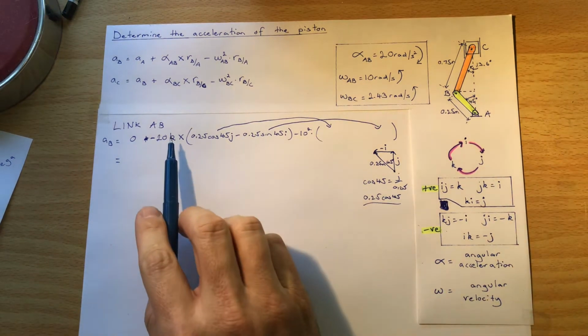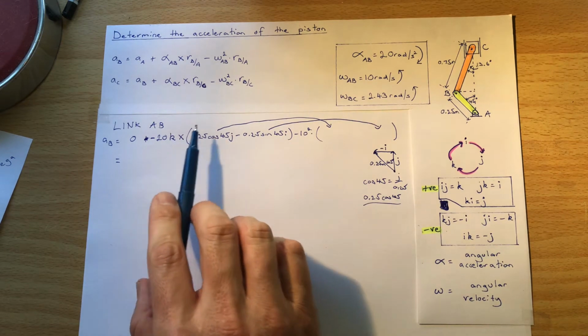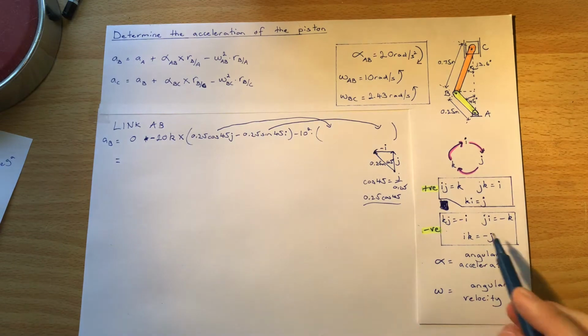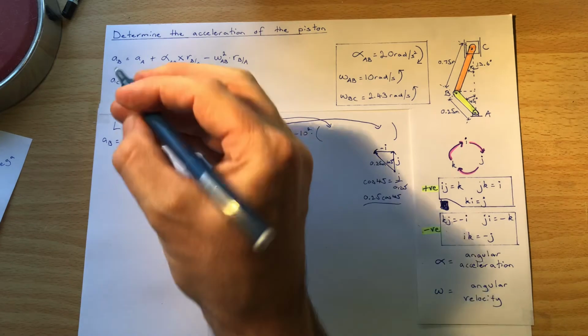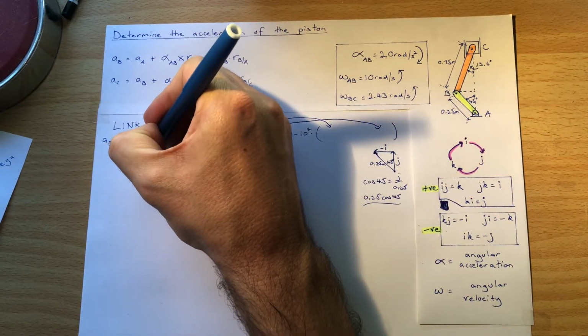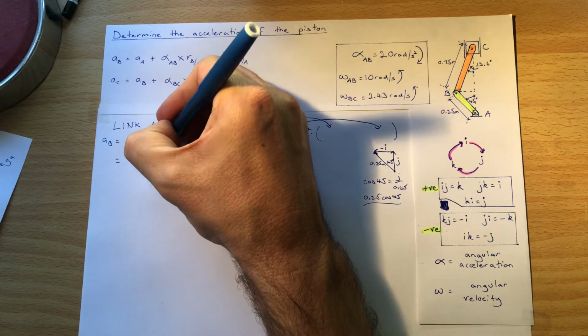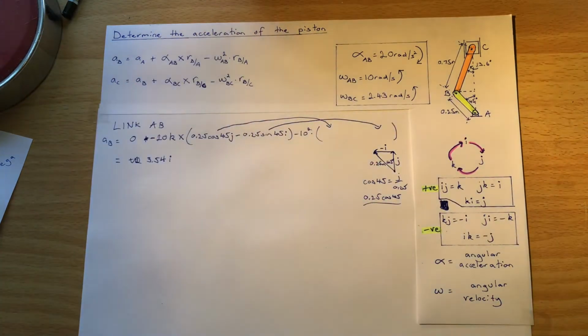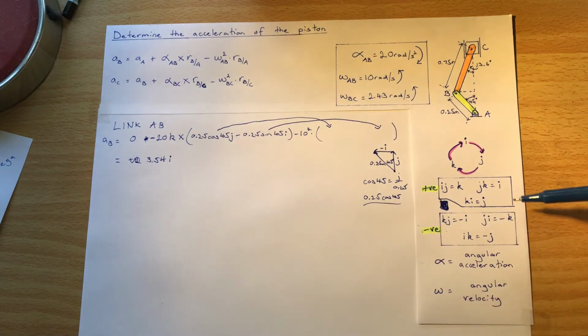So in our case, we've got KJ, and always keep the order. Don't say JK, it's KJ. So KJ is equal to minus I. Because we already have a negative here, it becomes a positive. That ends up being 3.54 I once you multiply that out: 20 times 0.25 cos 45. And then this time we have K into I. So KI, what does that equal? KI equals J.